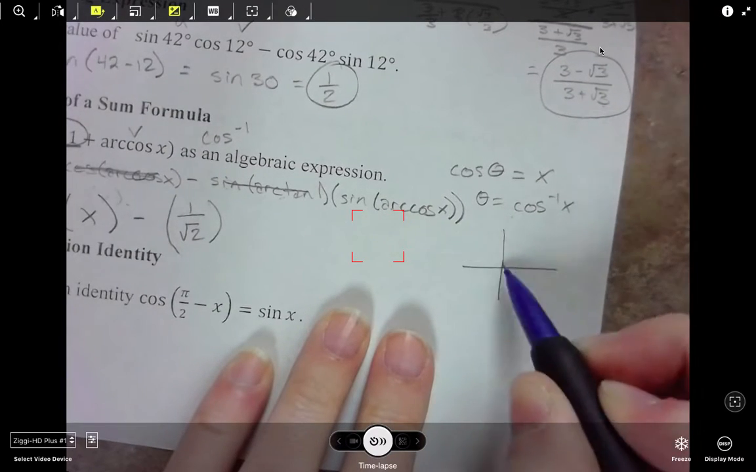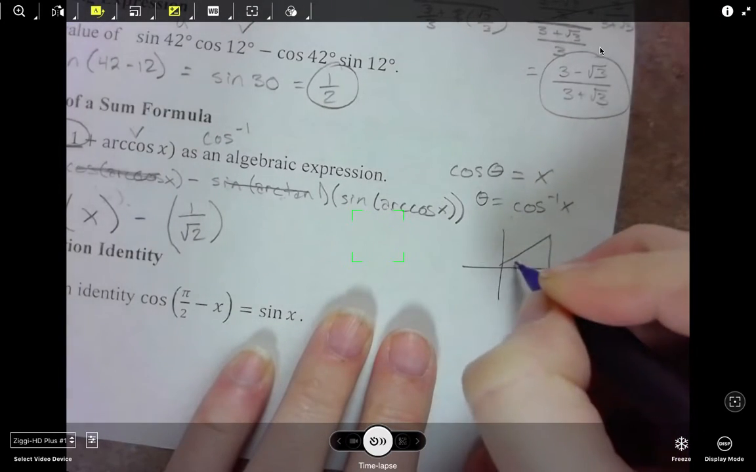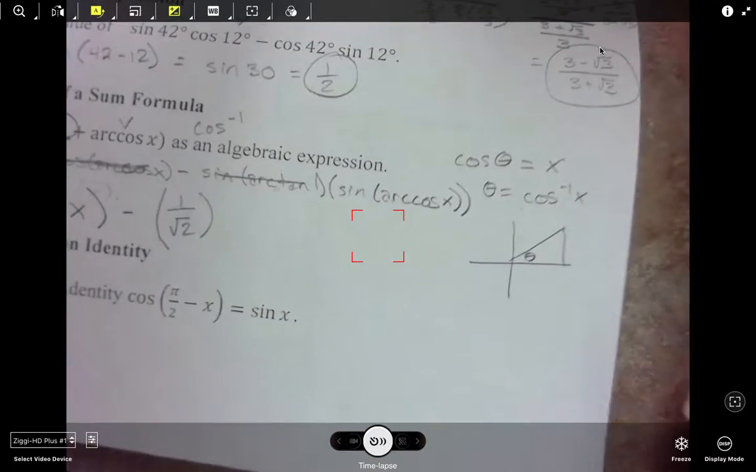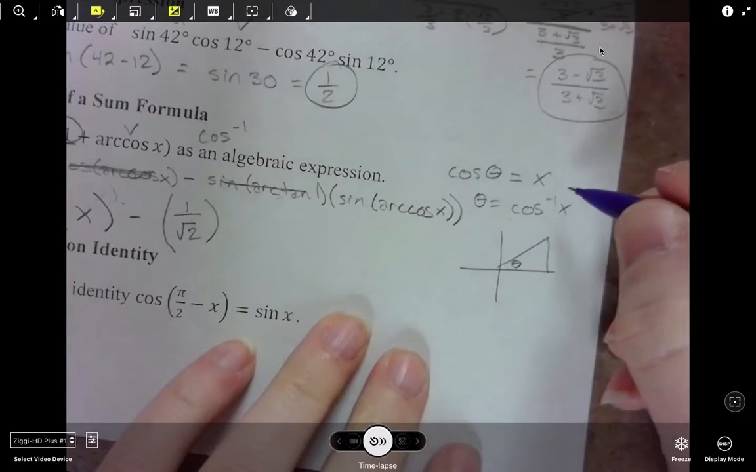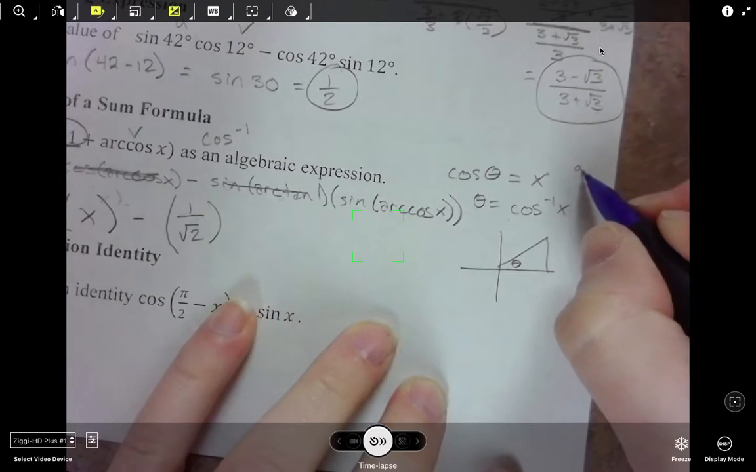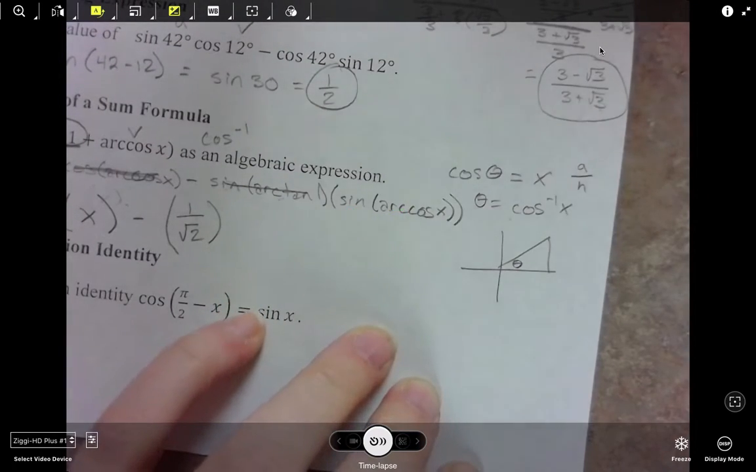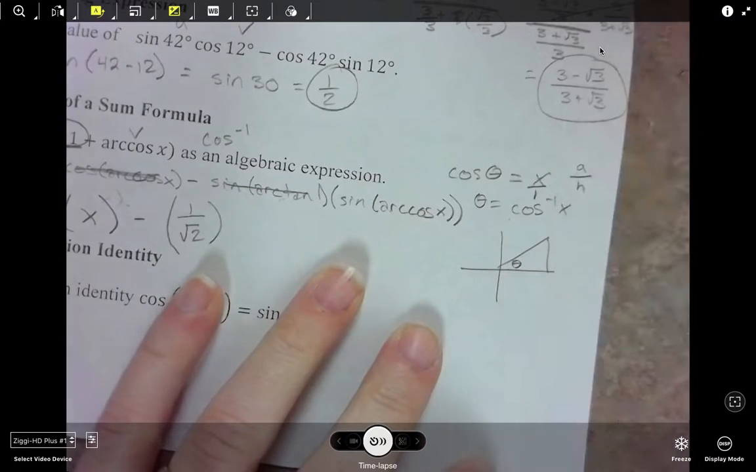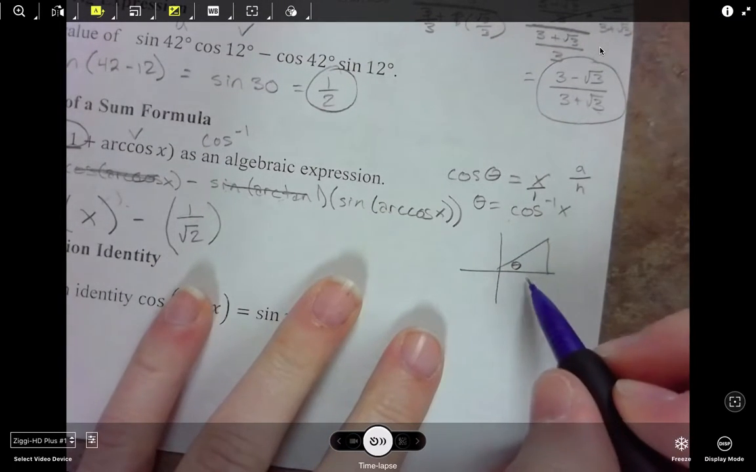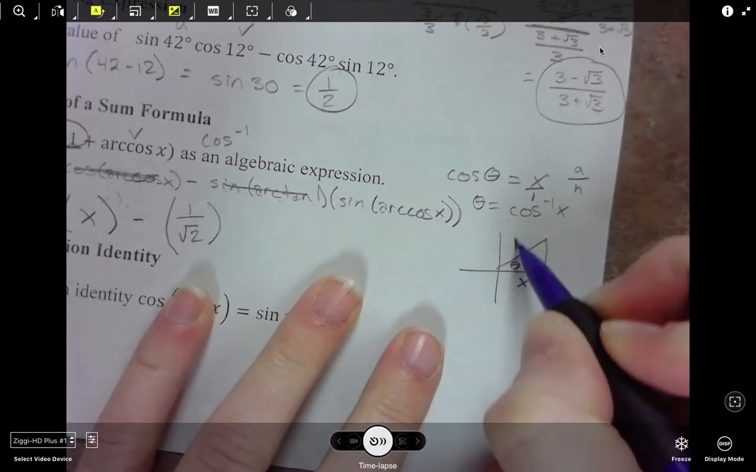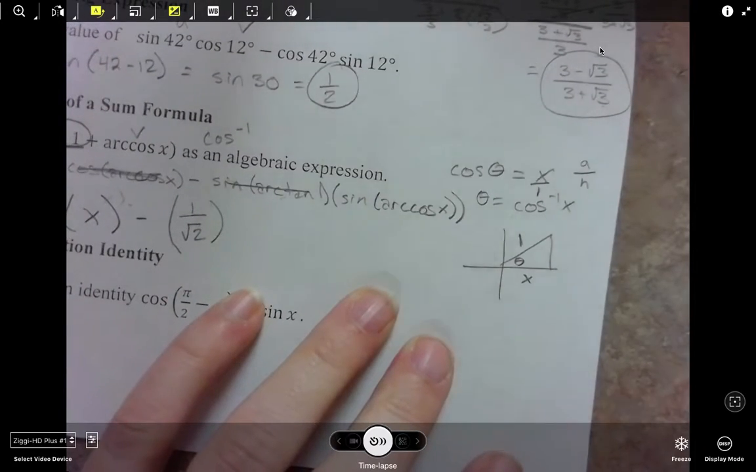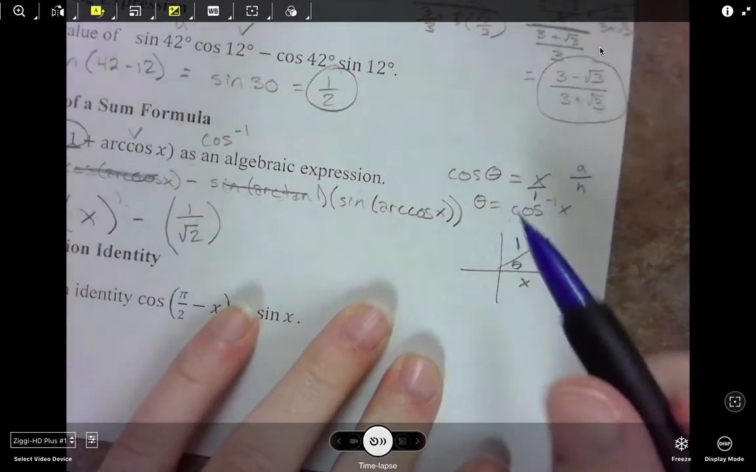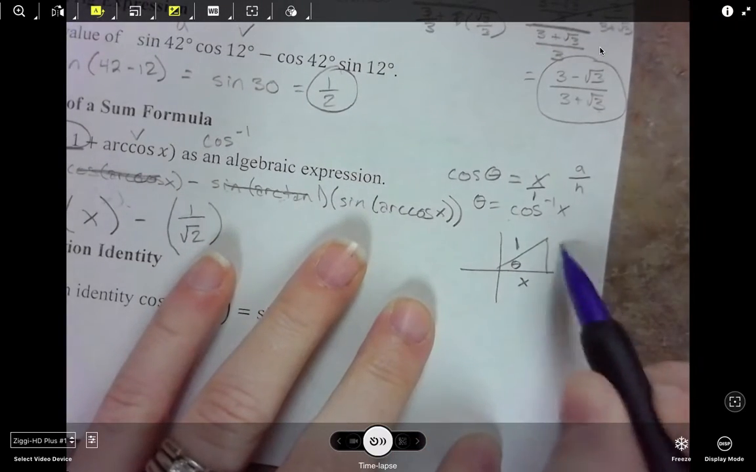Again, I'm going to draw my triangle, and here is my angle theta. If cosine of this angle equals x, that means the adjacent over the hypotenuse is equal to x over 1. So the adjacent side is x, and the hypotenuse is 1. And we want to know sine, the opposite over the hypotenuse.